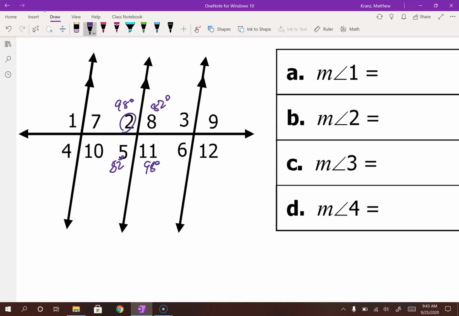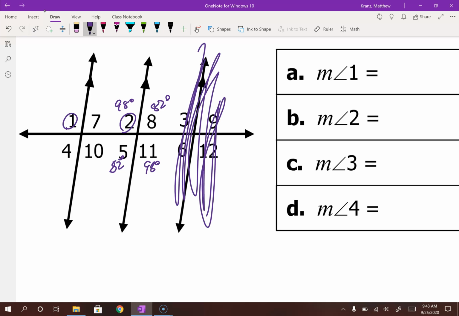Now, I see that 2 and 1 are corresponding angles. They're both in the top left, so they're going to be congruent. And this will be 98 because that one is congruent to number 1 or vertical to number 1. And then 7 is going to be 82 because 7 and 8 are corresponding.